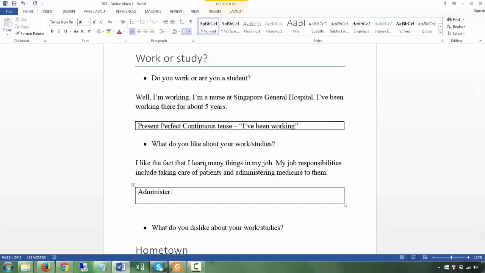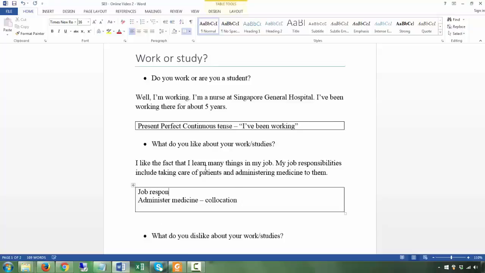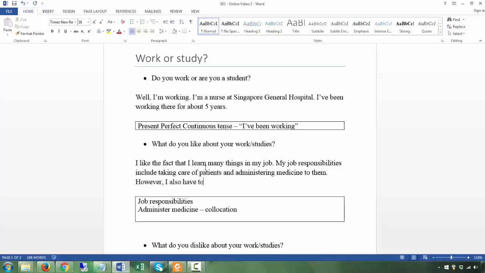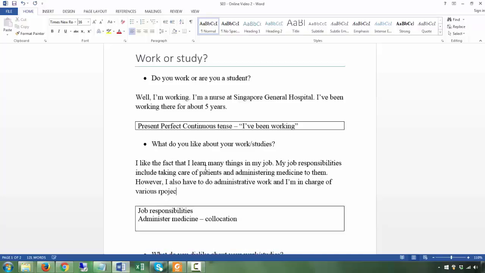To administer medicine, that's a good collocation. If you're not sure what collocation is, for those students who have not gone through my writing class, in my second writing class, you will learn what collocations are, right? And so job responsibilities, it's a good phrase, good word, right? However, I also have to do administrative work, and I'm in charge of various projects.